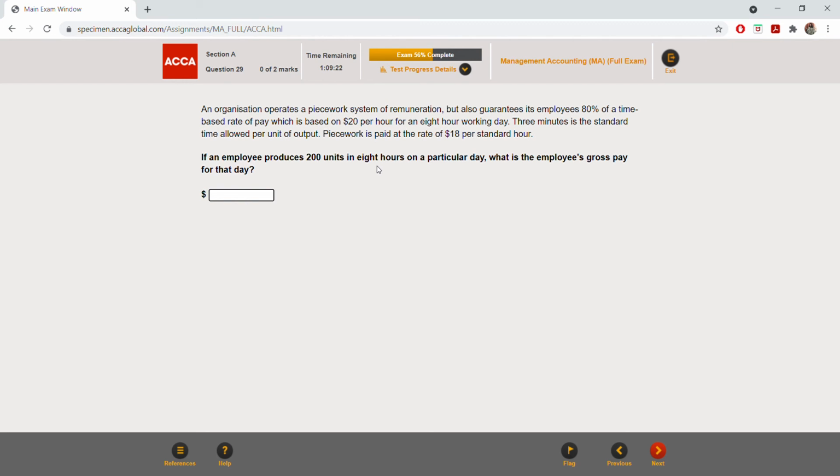Why? Minutes will not help. Convert minutes to hours. Because when you're taking a gross pay, just look at it. The piece work is paid at the rate of 18 per standard hour. You cannot take minutes. This is why you have to be smart enough to know that when minutes are given, convert them to hours. Because to multiply with 18, the standard hour, you need an hour, not a minute. So 600 minutes will be 10 hours. So 18 into 10 is 180. Next.